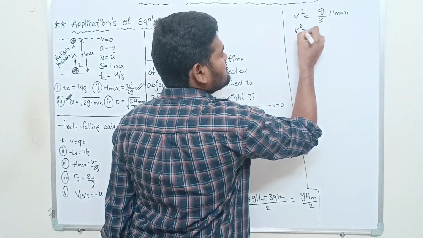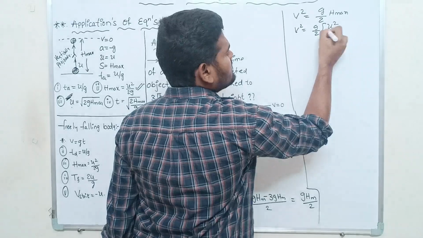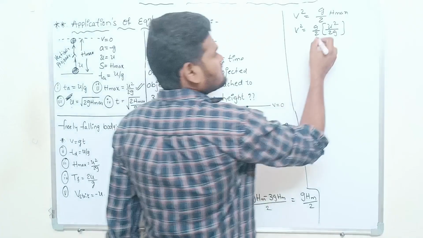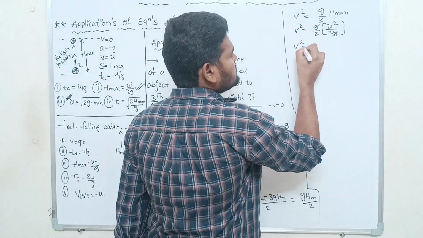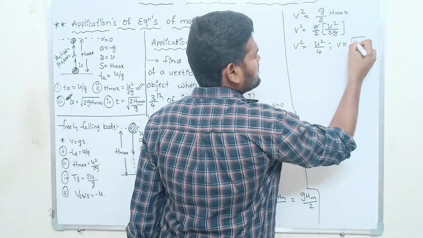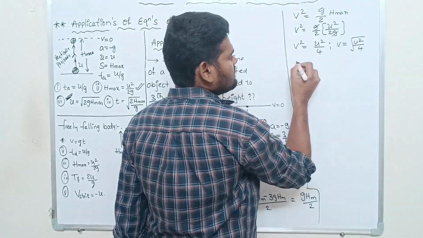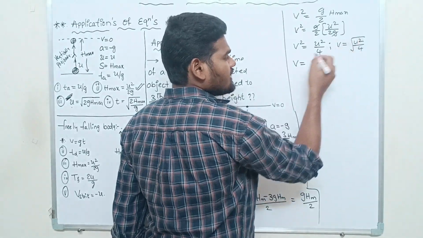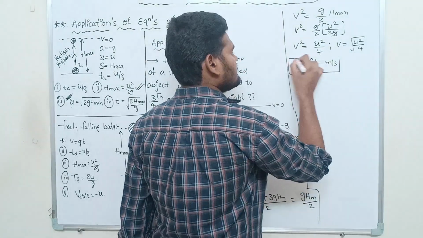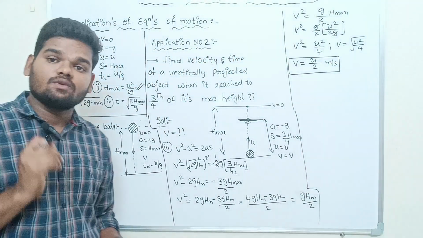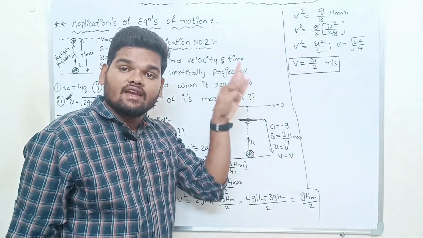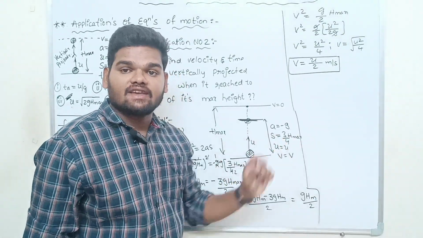Okay, so v square is equals to g by 2 into h maximum. What is h maximum? U square by 2g. So g and g get canceled out. So v square is equals to u square by 4. Then v is equals to under root of u square by 4, which becomes u divided by under root 4, that is 2 meter per second. V is equals to u by 2 meter per second. So this is the velocity of the upward projected body at 3 by 4th of its maximum height.